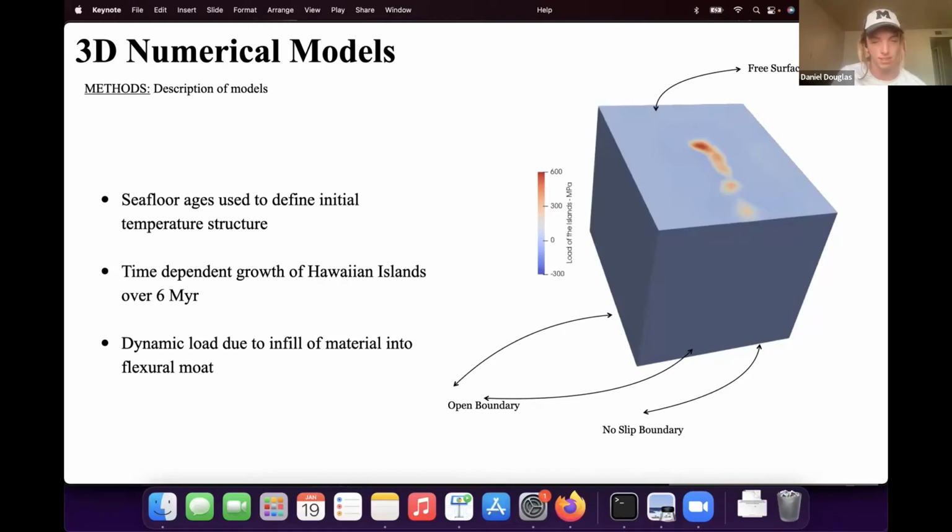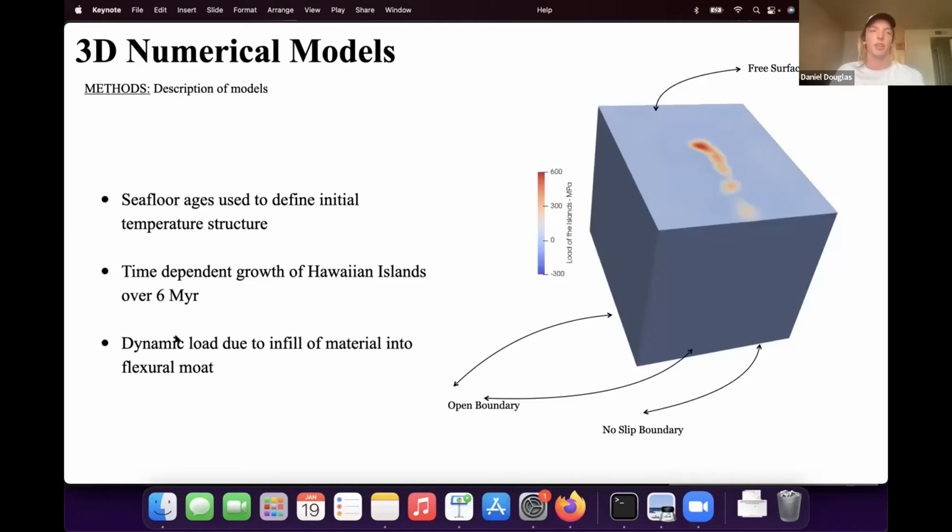The way that we initialized the temperature structure in my models was using the seafloor age map from Muller, 2016, I believe. And we implemented that by using the Parsons and Sclater plate cooling model to define the temperature with depth everywhere. We grew the islands of Hawaii over 6 million years, so every single time step is 5,000 years. The traction due to the growth of the islands was updated.